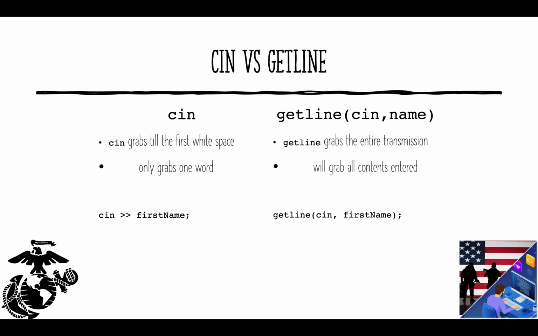So cin versus getline. cin is used to grab till the first white space, while getline will grab the entire transmission. Again, cin will only grab one word, and getline will grab all the contents. Now, this would be its proper implementation. So cin, extraction operator, the variable you want to save it to. And then for getline, you want to say getline, open parentheses, and then the cin feature with a comma, and then the variable you want to save it to. That would be cin versus getline.